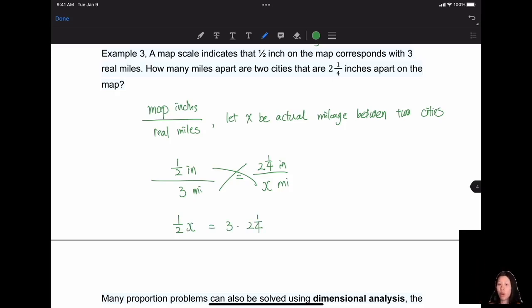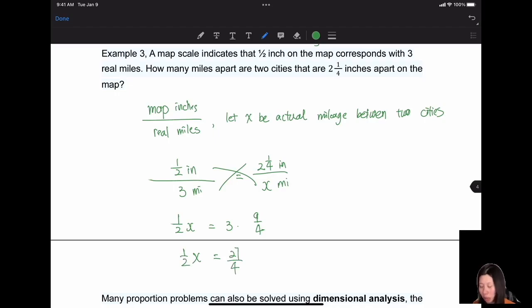So in order for us to easily compute, we can convert 2 1/4 into a fraction, which is 9/4. Oops. Okay, so now we need 3 times 9 over 4. So I have what? 1.5x is equal to 27 over 4.